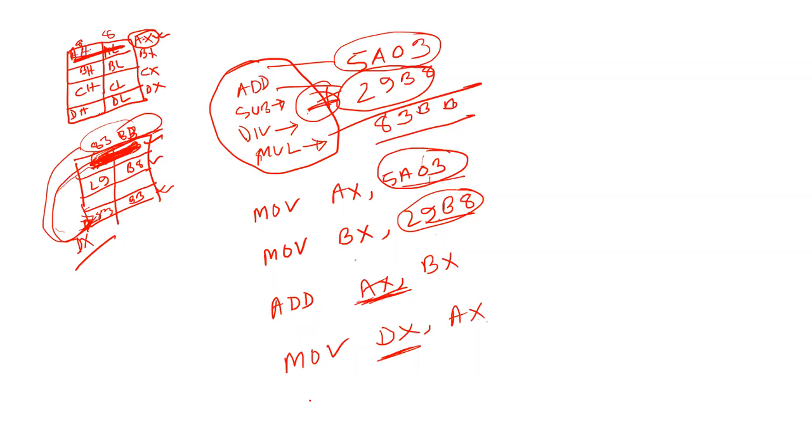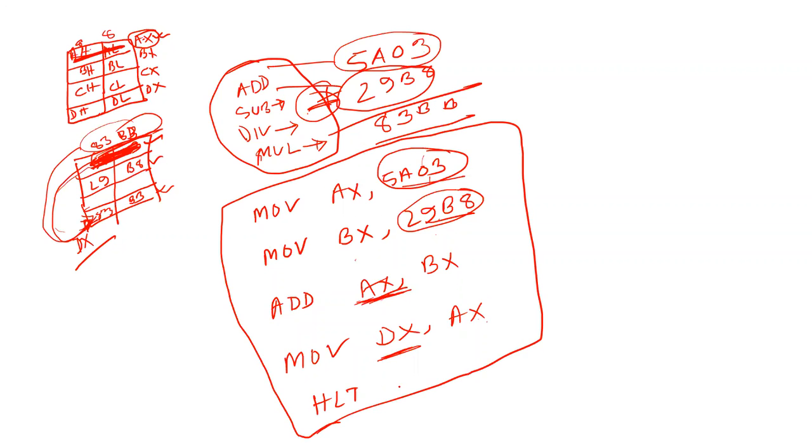Now this is not finished. Now the halt is needed. Halt means our program is finished. So this is the 5-line code. This code is addition. Suppose you use subtraction, then this data and this data are subtracted. Suppose this data and this data are multiplied, so you use MUL. For division we use DIV. So this is the 16-bit code, and previously we used 8-bit code. 8-bit code clear?